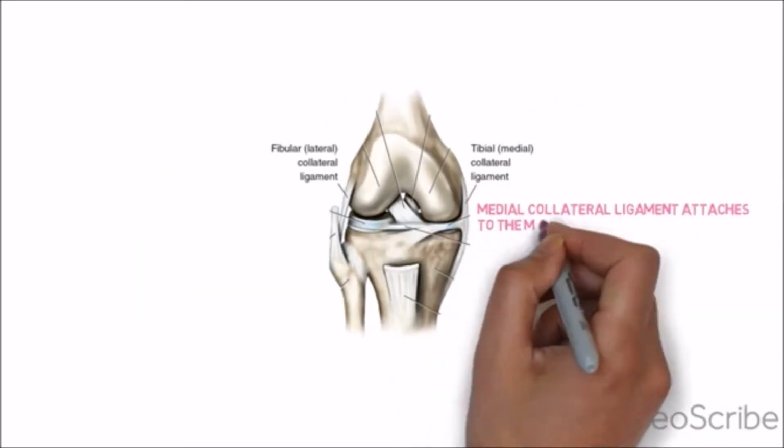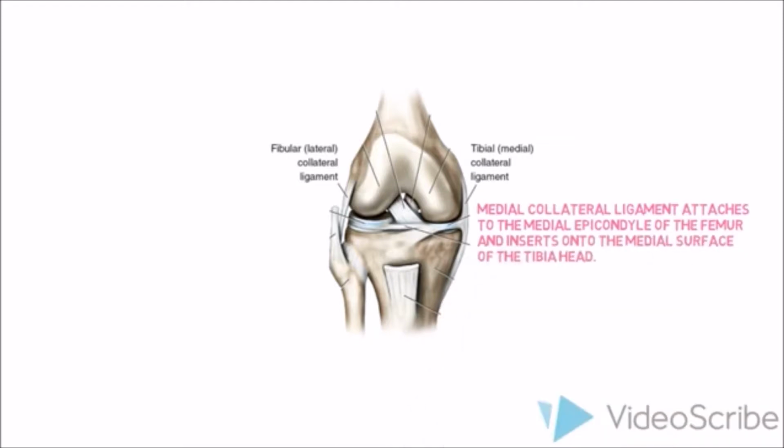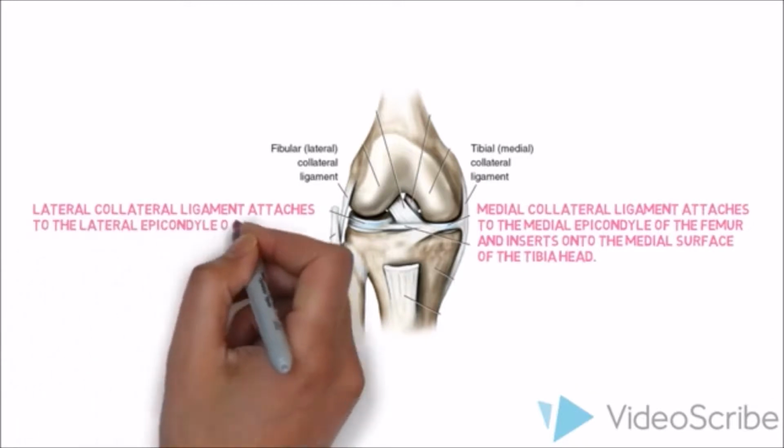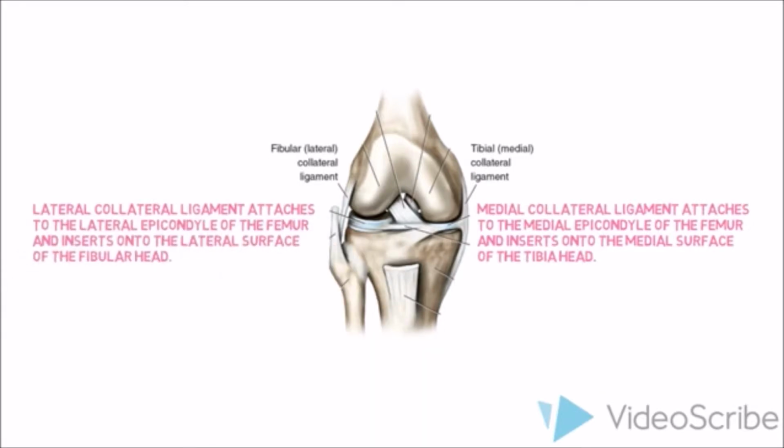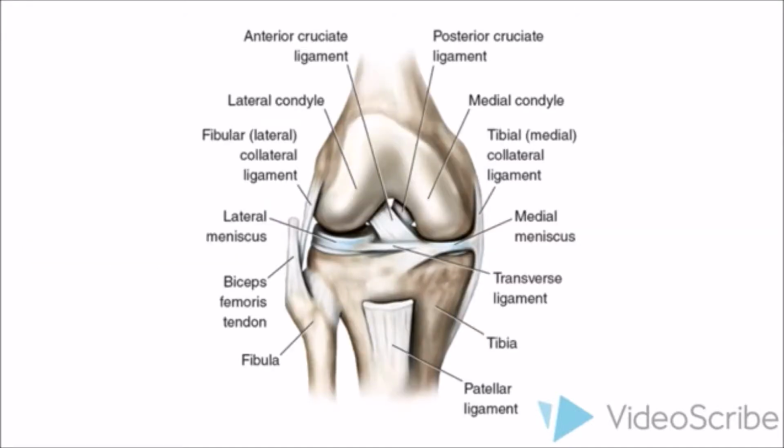There are two collateral ligaments in the knee, the medial collateral ligament and the lateral collateral ligament. They are both involved in preventing the femur from sliding medially and laterally. The medial collateral ligament attaches to the medial epicondyle of the femur and inserts onto the medial surface of the tibia head. The lateral collateral ligament attaches to the lateral epicondyle of the femur and inserts onto the lateral surface of the fibular head. As previously discussed, Taylor Walker ruptured his anterior cruciate ligament. This ligament can be damaged or torn by rotational stress, for instance, a change in direction on a locked knee or hyperextending the knee.